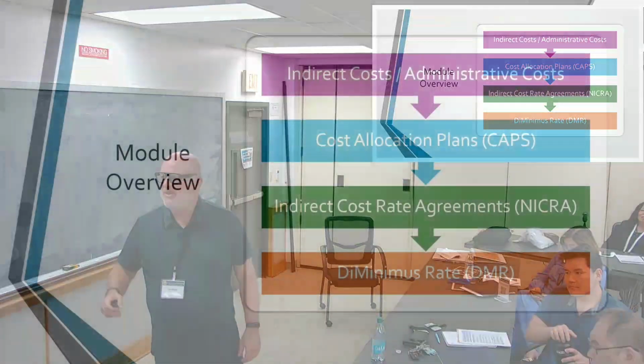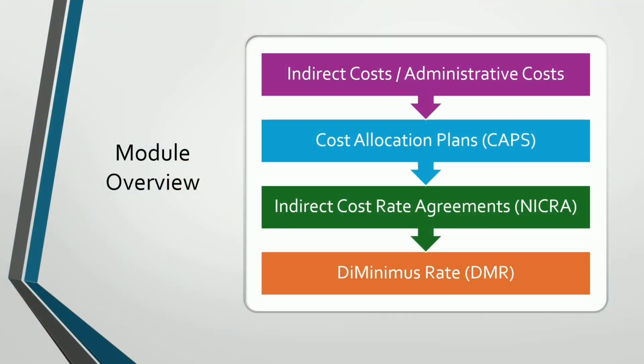So we're going to talk about indirect costs and admin costs. Talk about cost allocation plans. We're going to talk about indirect cost rates, the NICRA rate. We're going to talk about the de minimis rate, the new thing that came about with the uniform guidance.